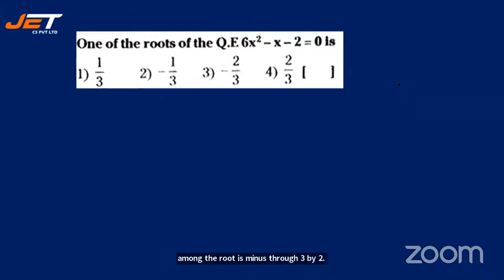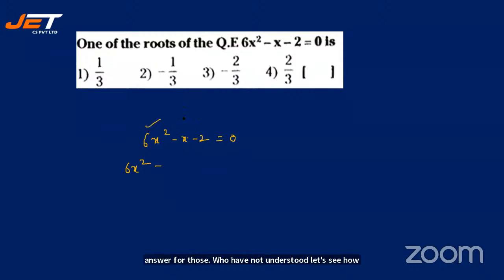One of the roots of the quadratic equation 6x square minus x minus 2 is equal to 0. All right. So quickly factorize this and give me the answer. For those who have not understood, let's see how to factorize this. You have to take the coefficient of x square and the c, that is 6 twos are 12. And how do you factorize it? If you add up, you should get minus 1. All right. So 4 and 3. So minus 4 plus 3 is minus 1. And if you multiply, you should get 6 into 2, 12.